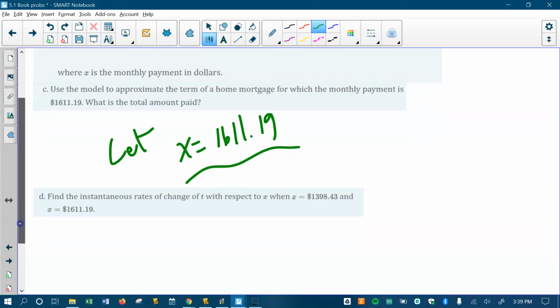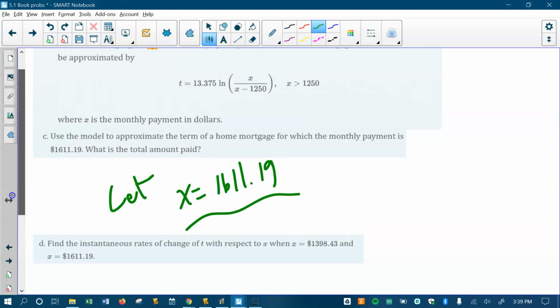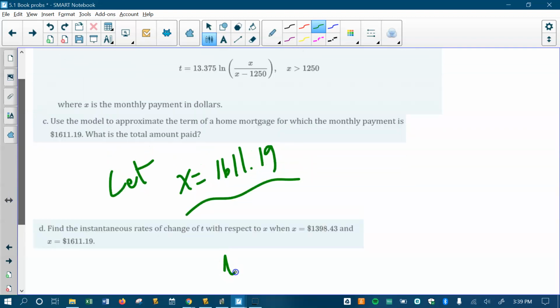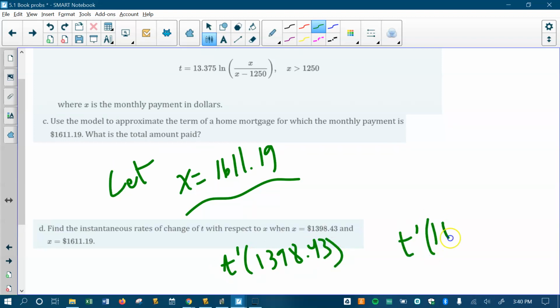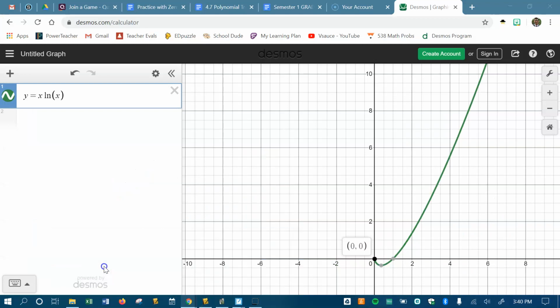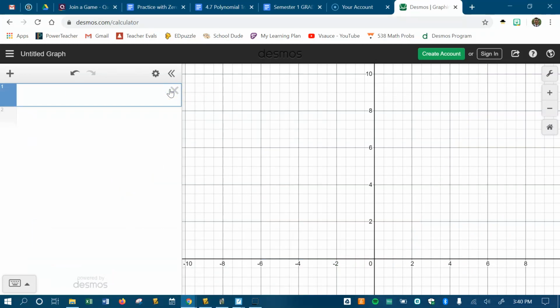And then for D, to find the instantaneous rates of change, now you're going to need, and again, this will be with a calculator, T prime of 1398.43 and T prime of 1611.19. I'm going to get some of these answers for you here because I'm not entirely sure why you asked these. So let's do this. I have it here.